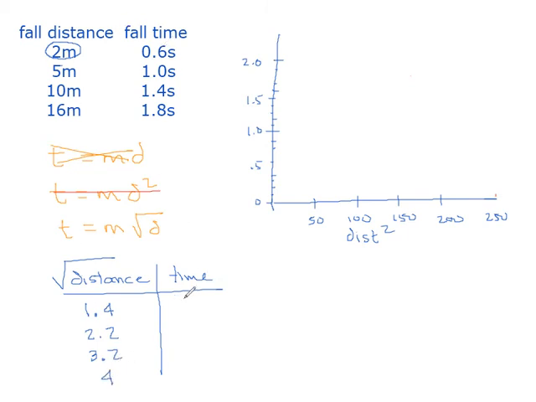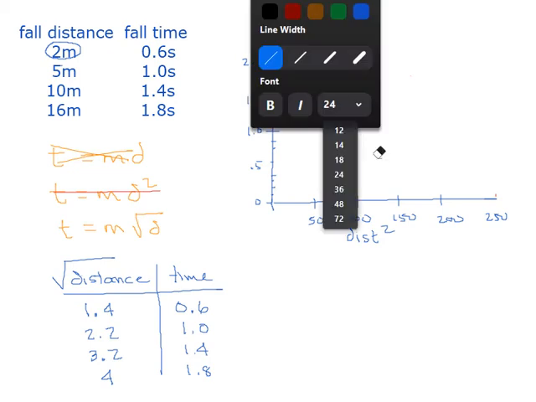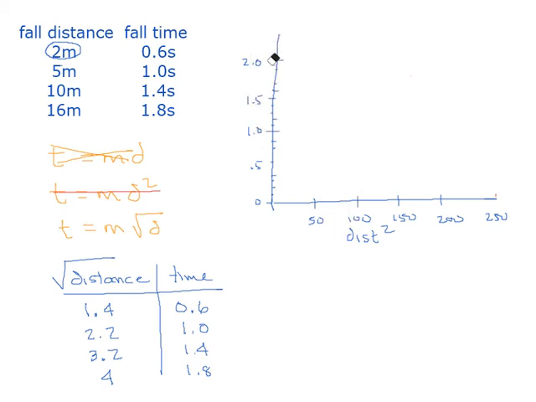The times don't change, because in this formula the times aren't changed. We still use 0.6, 1.0, 1.4, 1.8, and now we get to do another graph. Because the times haven't changed, I can still use this same y-axis, but we get to rework our x-axis again. The square roots of the distances go up to like 4, so I can go 1, 2, 3, I made those a little big, 4. All right.